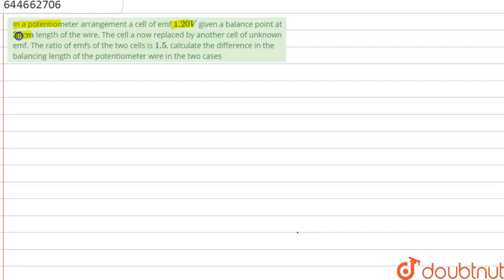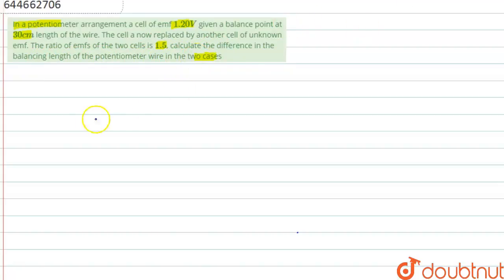Hello, the question says, in a potentiometer arrangement, a cell of EMF 1.2 volt is given a balance point at 30 centimeter length of the wire. Okay, so the cell is now replaced by another cell of unknown EMF. The ratio of the EMF of the two cells is 1.5. Now calculate the difference in the balancing length of the potentiometer wire in the two cases.